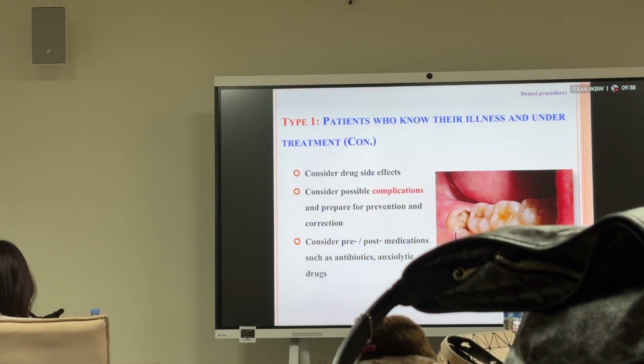Like a patient who has an infection, maybe in a severe infection state, and has diabetes. You think about it: if you extract, without antibiotic prophylaxis it may be dangerous. So you need to think about prophylaxis or post-operative antibiotics like this. This you need to add to the plan.